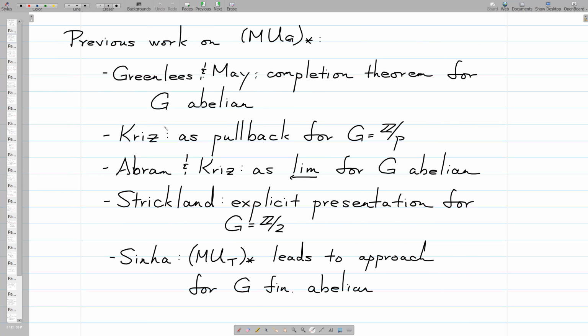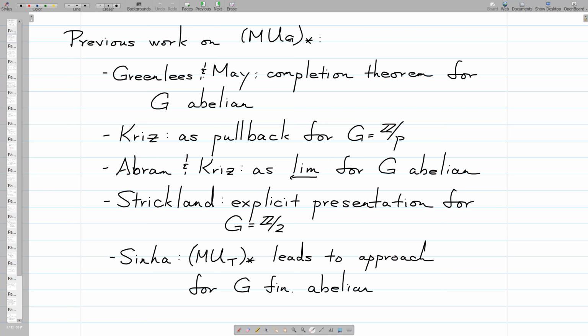Around 2000, Kriz looked at the G equals Z mod P case and showed that it is the pullback of a square. That is actually going to be the starting point of our work. This pullback square, which I'll describe in more detail in a moment, was generalized by Kriz and his student Abram, for G abelian, to a more complicated diagram, basically in terms of the subgroups of G.